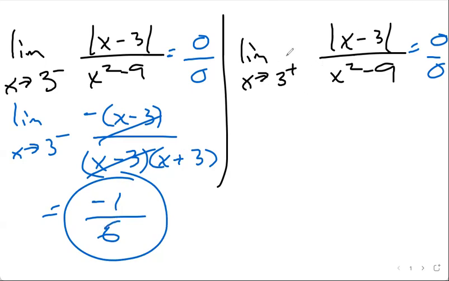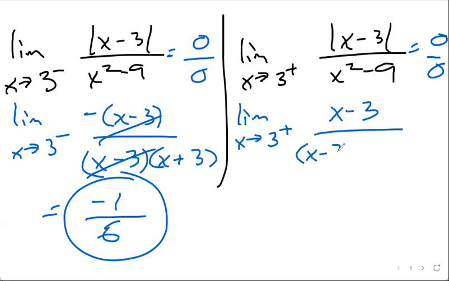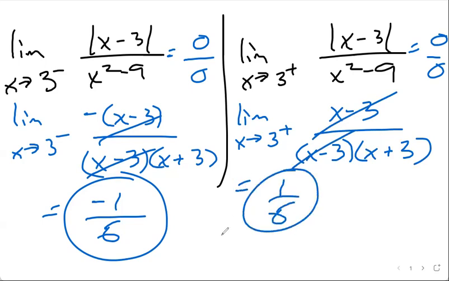On the other hand, on this side, when I plug in a 3 for the positive side, I get an indeterminate form, 0 over 0. Any number greater than 3 that I plug inside the absolute value will be positive inside. And if it's already positive, then you just remove the absolute value bars. And then the denominator, in this case, we can factor as a difference of squares. Once you reduce, you plug in, and you get the following.